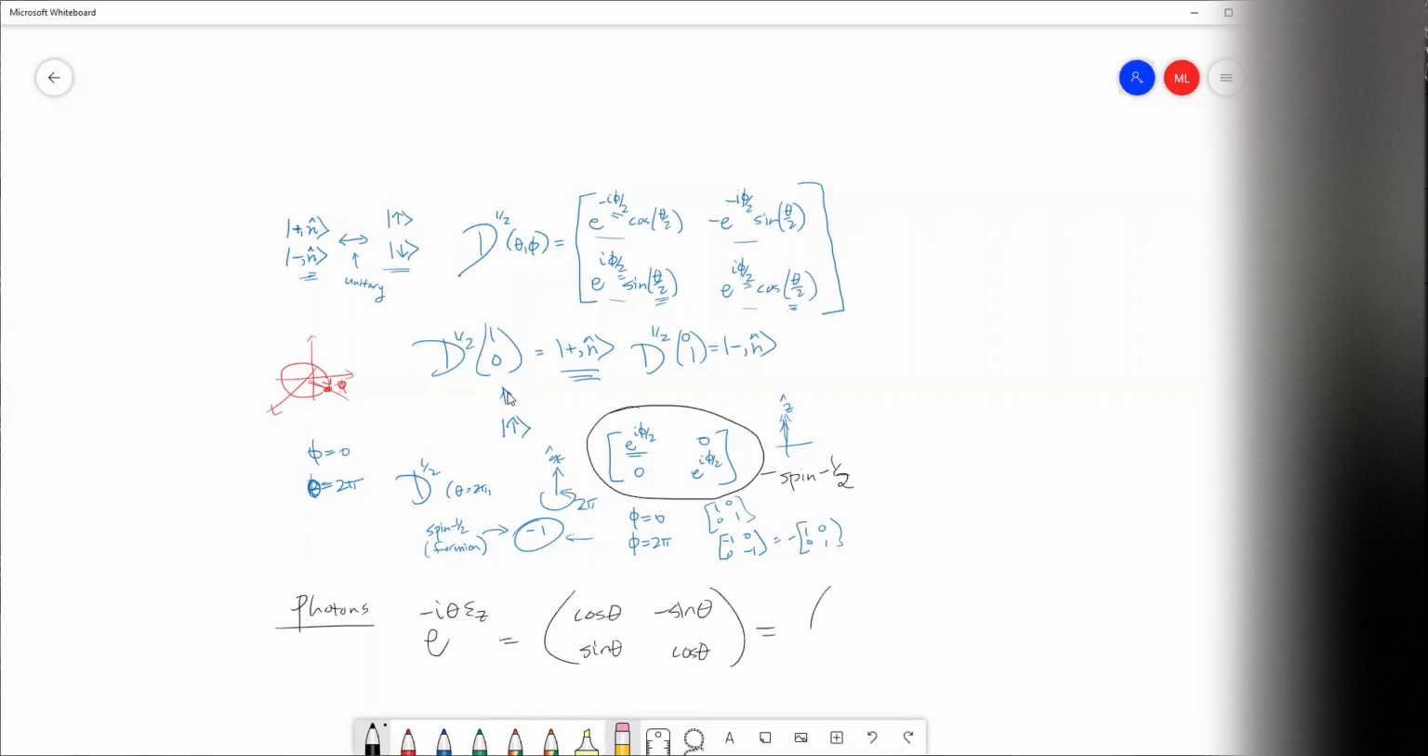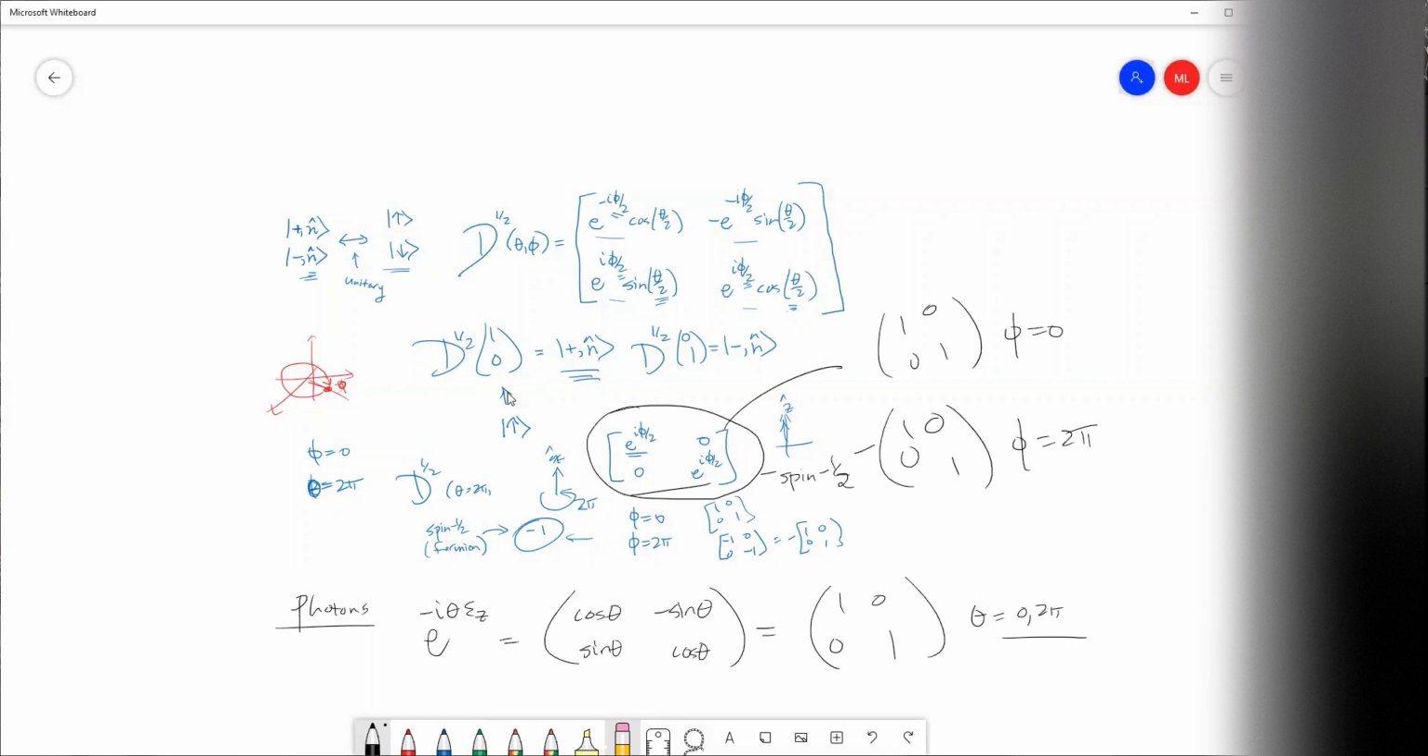And this is always equal to the identity, right? If theta is 0 or 2 pi. So very different, right? Here we get the identity for theta equal to 0, but minus the identity with theta equal to 2 pi. Yeah, just something to think about.